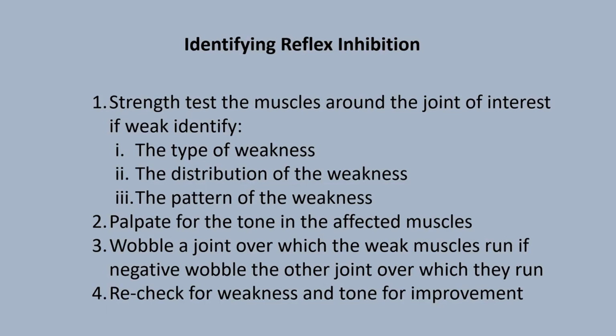You can then input proprioception by wobbling the putative joint, and if there is a partial or complete recovery, then you have confirmed the presence of reflex inhibition and also have a prognosis on how well you're going to do rehabilitating it. If wobbling the joint doesn't improve things, then wobble the other joint over which the weak muscles pass. If neither improves the findings, then either the muscles are atrophied and unable to recover, or more likely, something else is causing the issue, and this may be a neuropathy. So look again at the distribution.